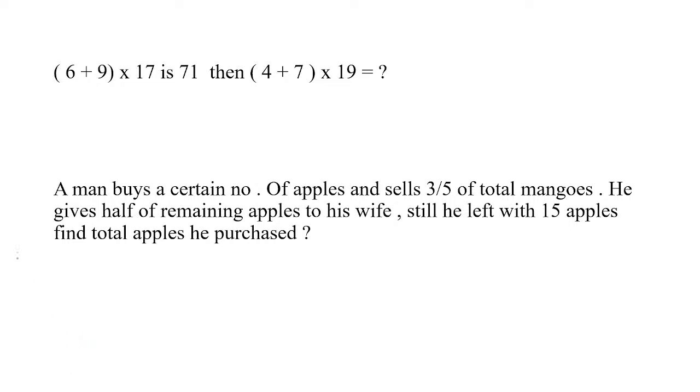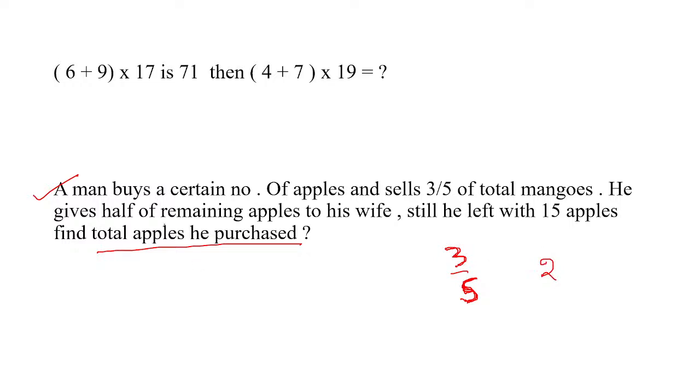Okay, if you do this problem in a normal way, you will be taking much time, and many of you don't know the process also. But let me give you one important logic to identify the answer. What is the question they are asking? Total apples he purchased. A man buys a certain number of apples, he sells 3 by 5 of total apples. Suppose he has total 5 parts, out of 5 parts he sold already 3 parts, how many parts remaining? It would be 2 parts.